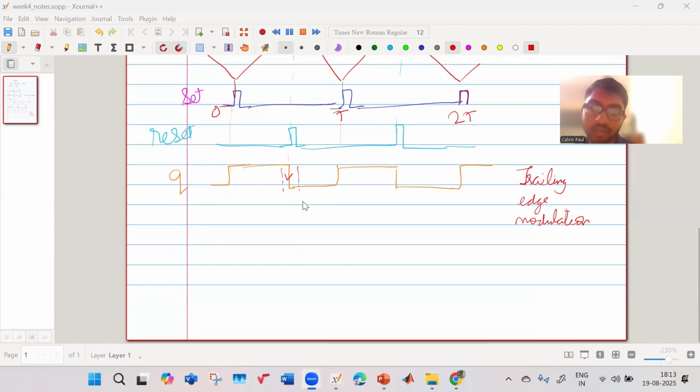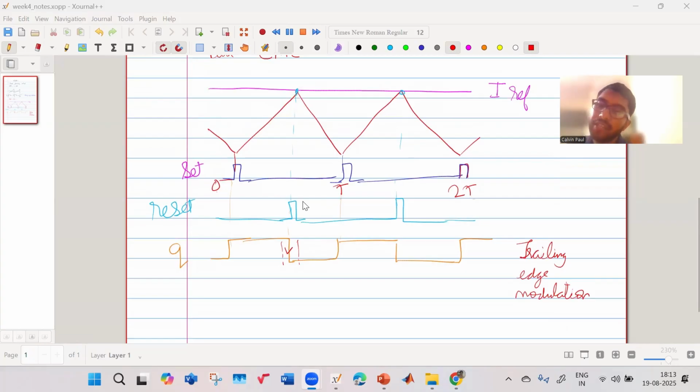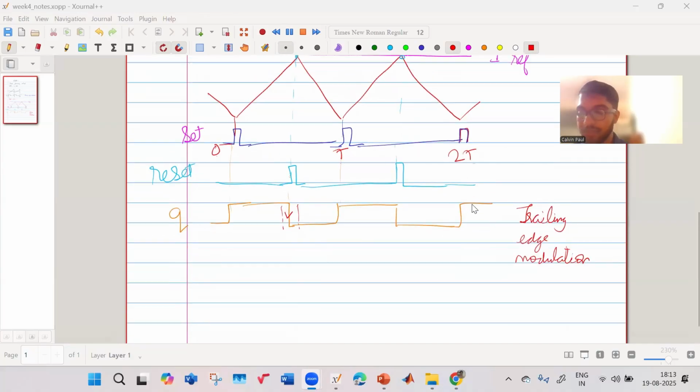Now, sir has taught also what is known as valley current mode control. Does this peak current mode control have any issue? Any problems or difficulties? Or is it perfectly fine?